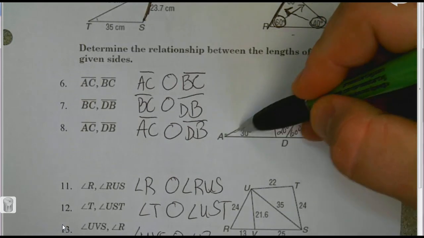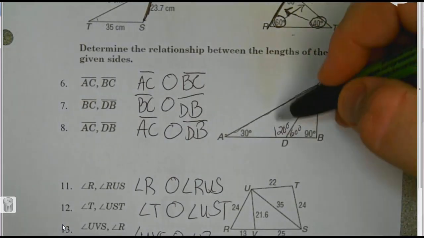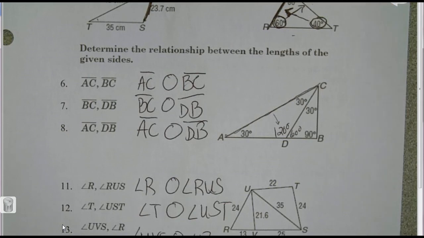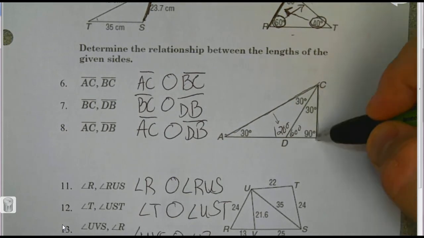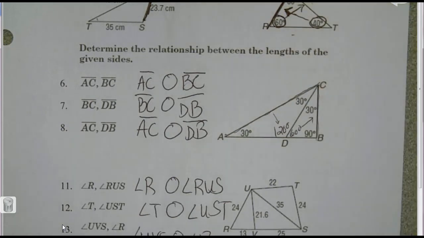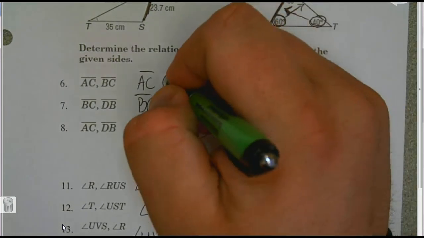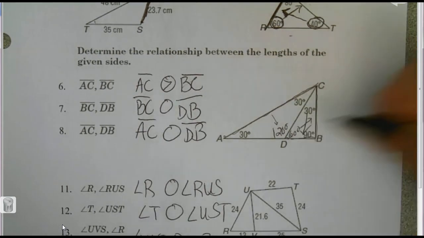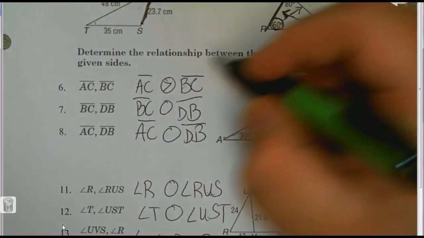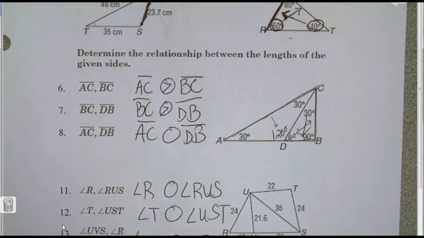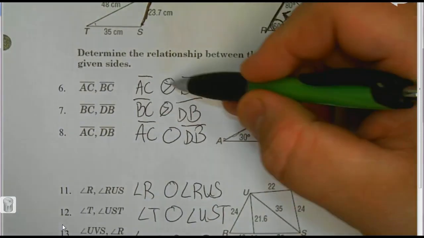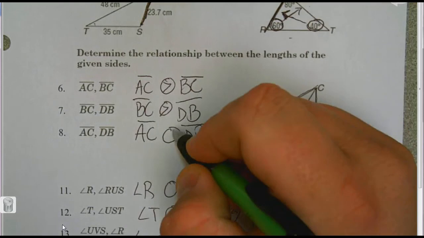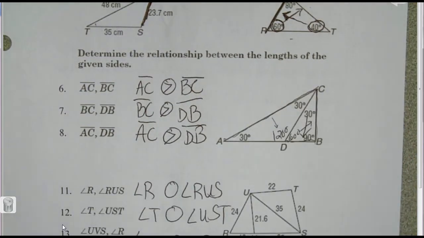Okay. So AC is a pretty long side, and it's across from a 120 degree angle. BC is also a pretty long side, across from a 60 degree angle. So AC is greater than BC. DB is across from a 30 degree angle. We already know BC is across from a 60 degree angle, so BC is greater than DB. And obviously if AC was greater than BC and BC was greater than DB, then AC is greater than DB as well. Now we don't know the lengths, but we know which ones are bigger based on the angle measure opposite.